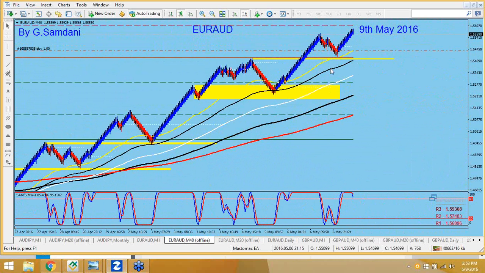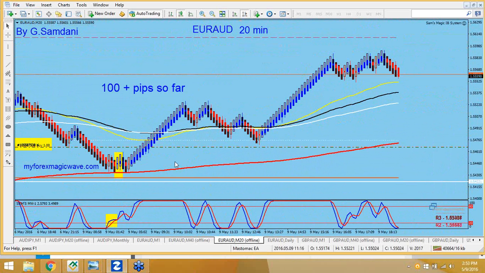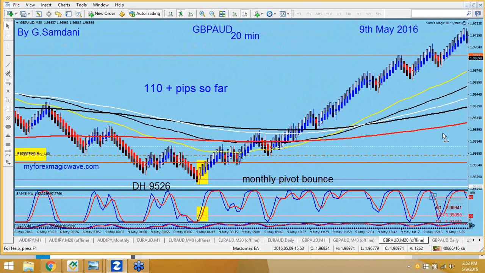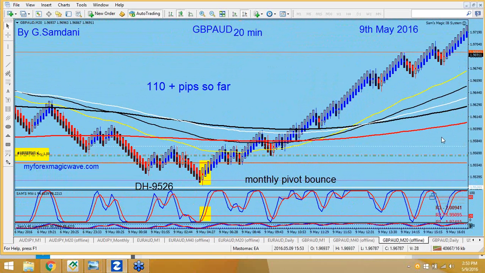But if it doesn't, and if you catch the right entry, this thing is already more than 100 pips. The other one, Parnas, is already more than 110 pips. Okay, so this is nothing, by the way. These things move a lot. So this is only Monday I'm talking about. All right. So this is it.